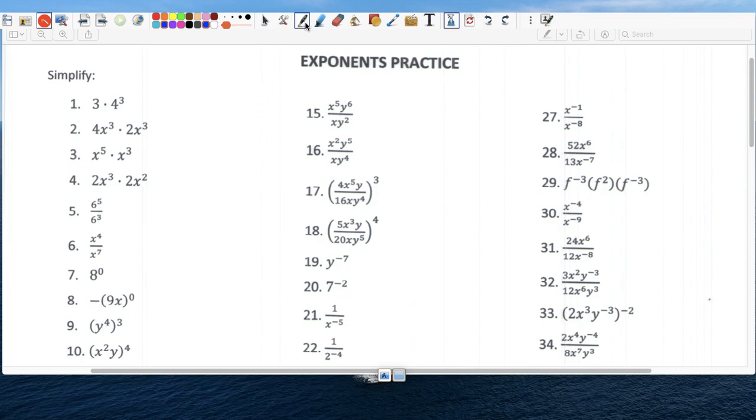Well, the rule that we learned today in class was if the bases were the same, you get to keep the base and add the exponents. Well, here the base is 3 and here the base is 4, so we can't really do anything. So the only thing we can do is actually work it out.